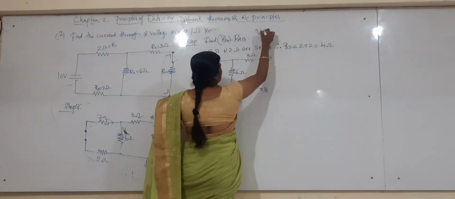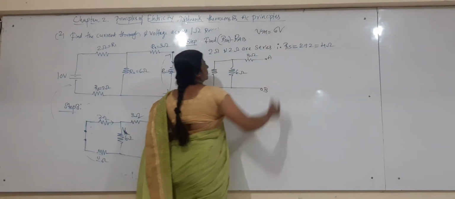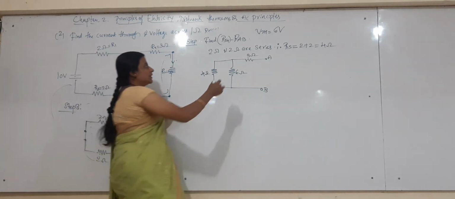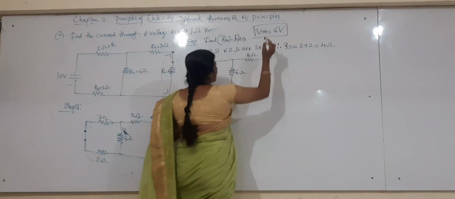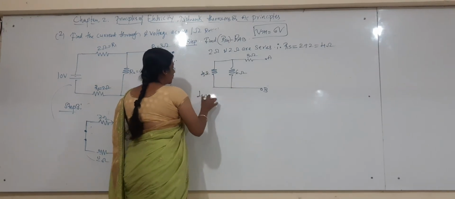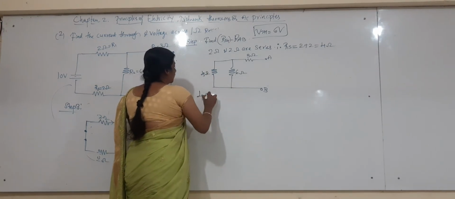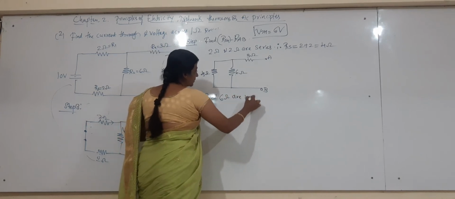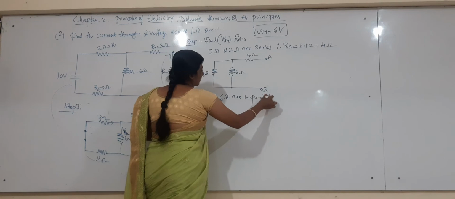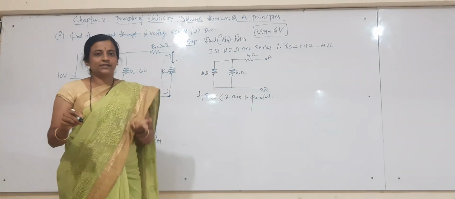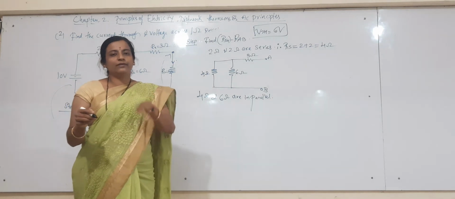VTH is 6 volt. Previously we have calculated 6 volt. So that is very important in the first step. Next is RTH. We find out what 4 ohm and 6 ohm give. 4 ohm and 6 ohm are in parallel. So when they are in parallel, they are converted into a single resistor. Two resistors are converted into an effective resistance.